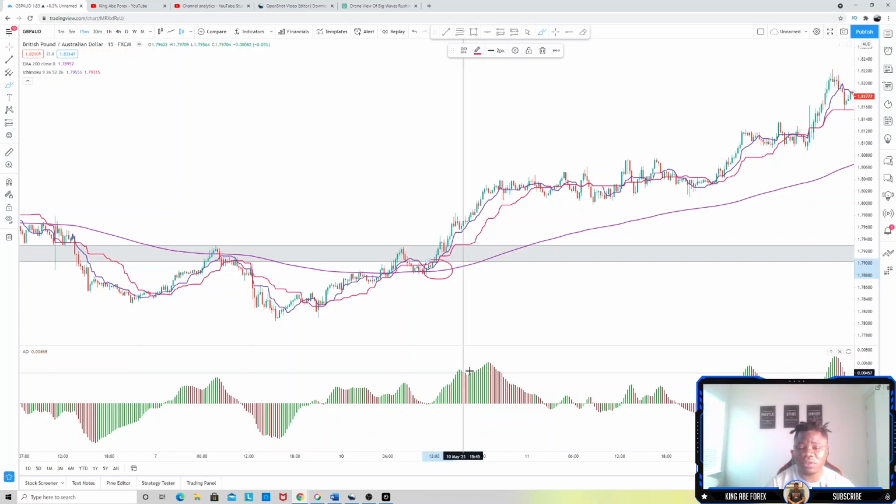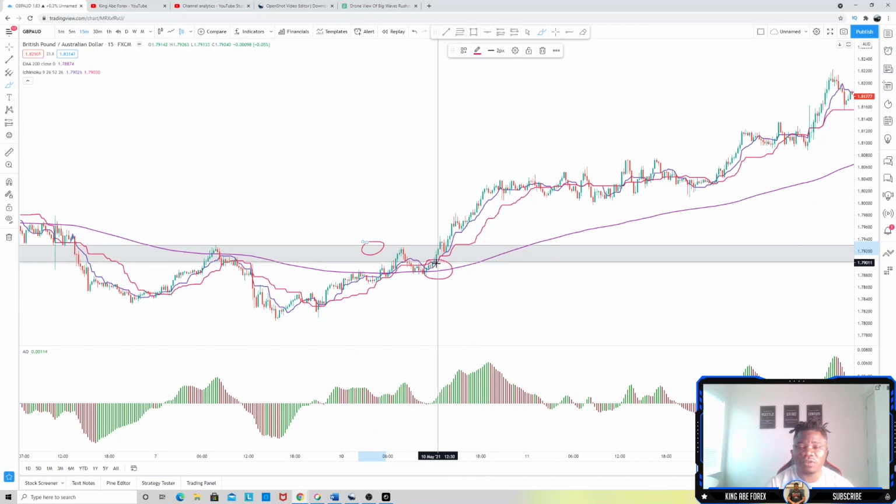Now the second thing you need to look out for is this Ichimoku, this awesome oscillator right over here. You need to make sure that this histogram or bars, whatever you want to call it, is above your zero line. You need to see that. Once you have that confirmation as well, then you need to make sure that price actually closes above your resistance. Once you have those three confirmations, then it's time for you to get in this trade.